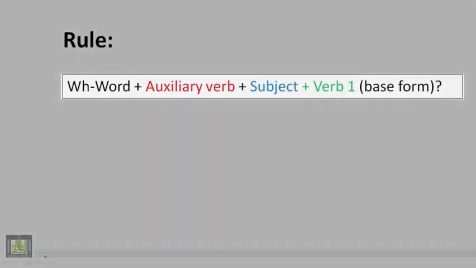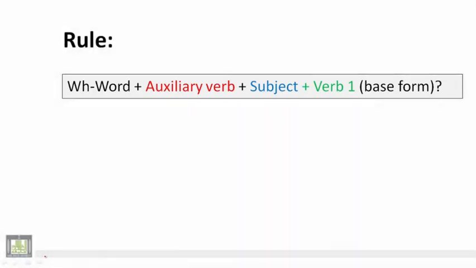Now we have the rule that we adopt when making a question. The WH word is all the time at the beginning of information questions, followed by the auxiliary verb plus subject and verb 1 in its base form, and the complement if we have other elements, and at the end we have the question mark.